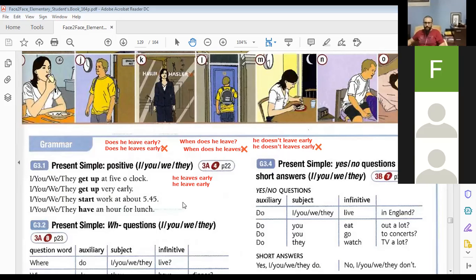As for the positive, in the positive he lives early is the correct one. He live early is wrong. We added S to the verb in positive sentences. Correct, exactly. This is the right summary. That's correct. Yes. Do you get the idea, Manal? Yes.